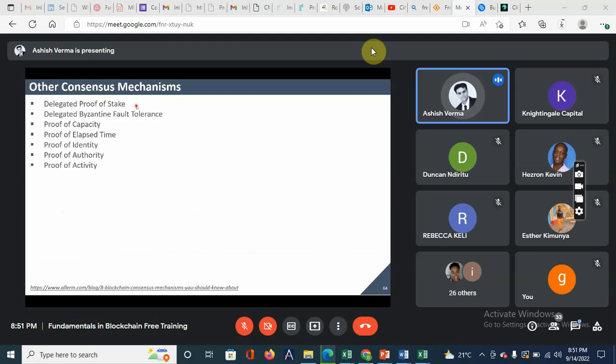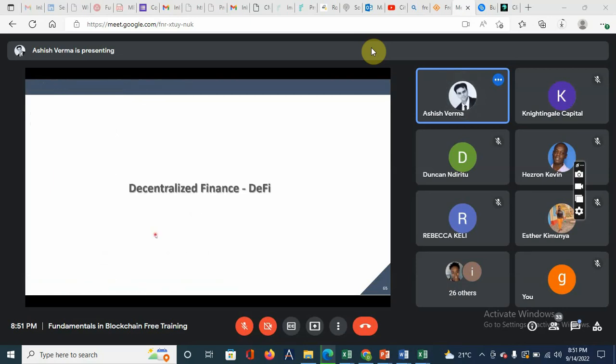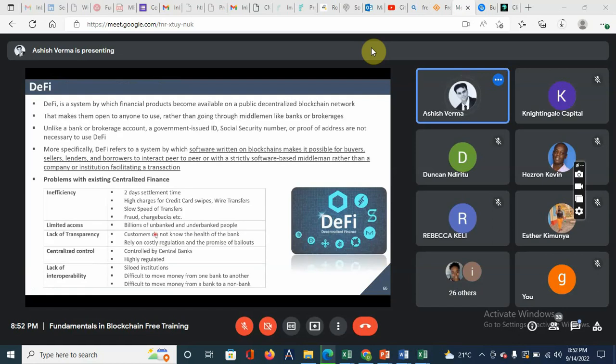Some other consensus mechanisms which we have: delegated proof of stake, Byzantine fault tolerance, proof of capacity, proof of elapsed time, proof of identity, proof of authority, proof of activity. So these are also some of the things you can read over here. Multiple types of consensus. This is another concept known as DeFi.